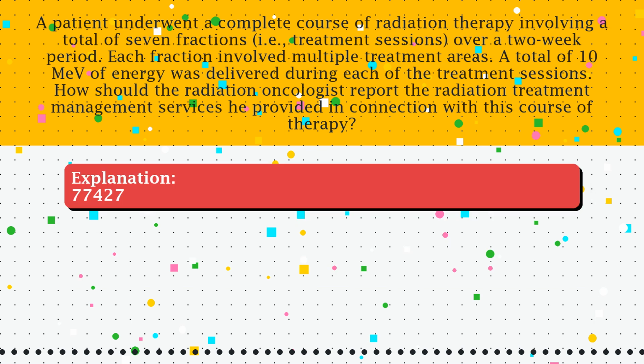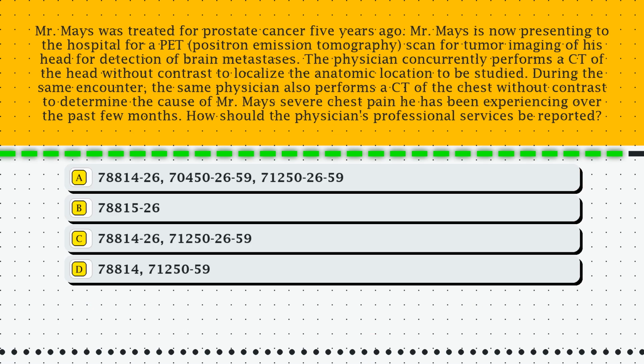Question 122. Mr. Mays was treated for prostate cancer 5 years ago. Mr. Mays is now presenting to the hospital for a PET, positron emission tomography, scan for tumor imaging of his head for detection of brain metastases. The physician concurrently performs a CT of the head without contrast to localize the anatomic location to be studied. During the same encounter, the same physician also performs a CT of the chest without contrast to determine the cause of Mr. Mays' severe chest pain he has been experiencing over the past few months. How should the physician's professional services be reported?